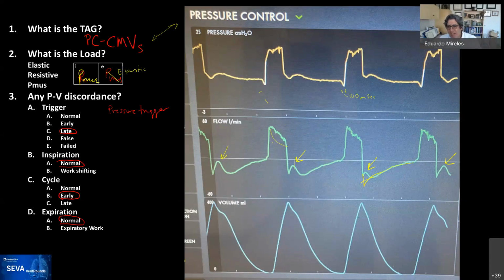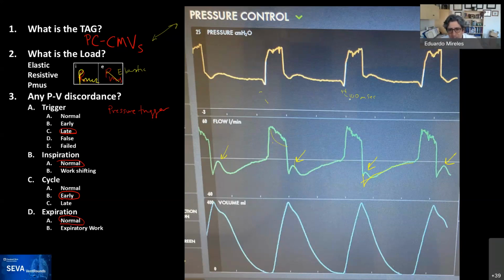However, you can imagine how difficult it would be at the bedside unless we had calipers. Some ventilators may have it, but it's hard to go to the bedside and be measuring the 100 milliseconds. So in practical terms, when you're at the bedside, the question is, can you improve this?